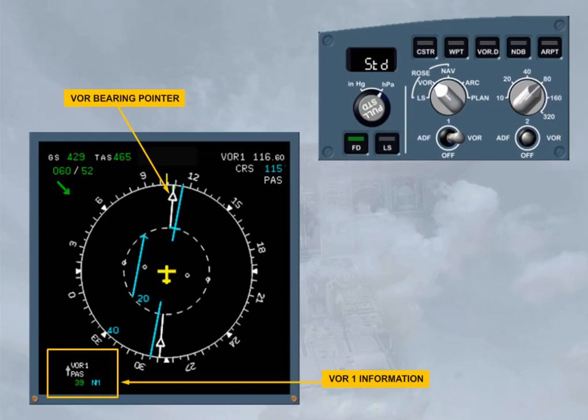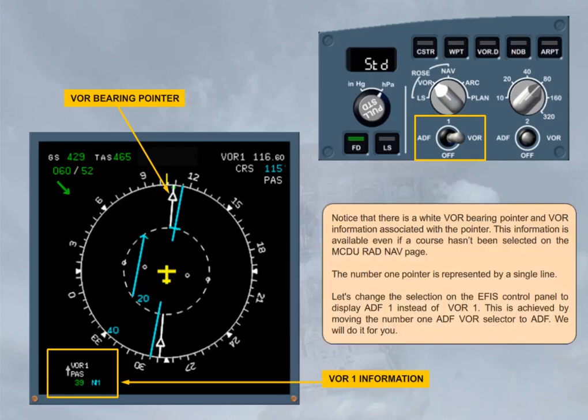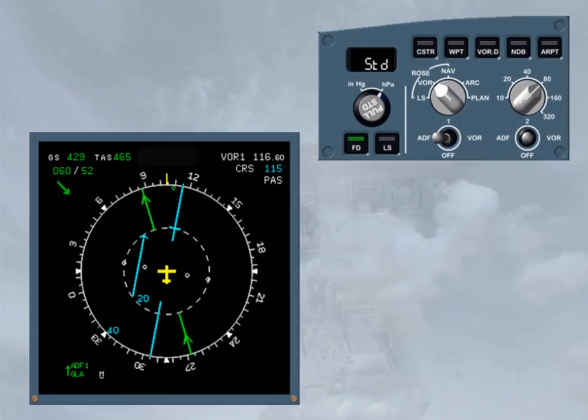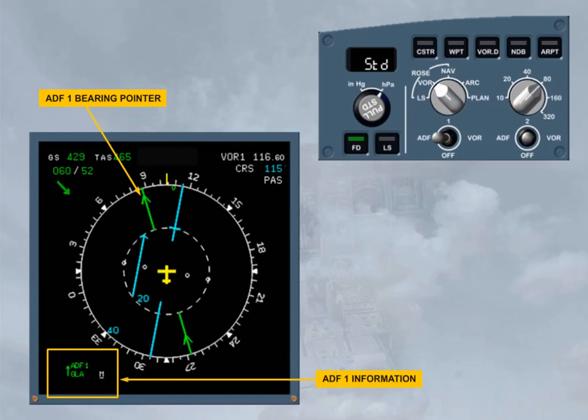Let's change the selection on the EIS control panel to display ADF1 instead of VOR1. This is achieved by moving the number 1 ADF VOR selector to ADF. We will do it for you. The white VOR bearing pointer has been replaced by a green ADF bearing pointer. The VOR information on the bottom left of the display has been replaced by ADF1 information.